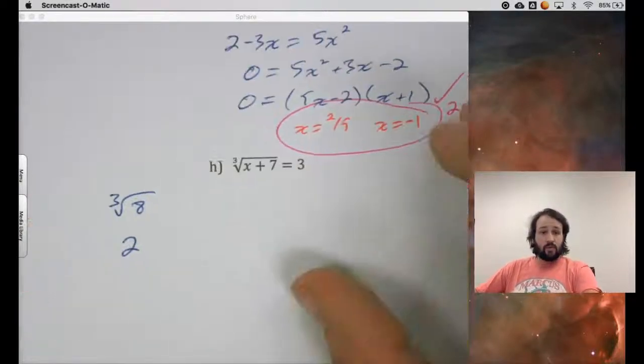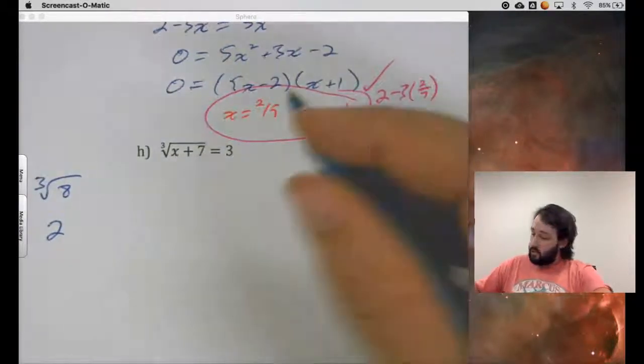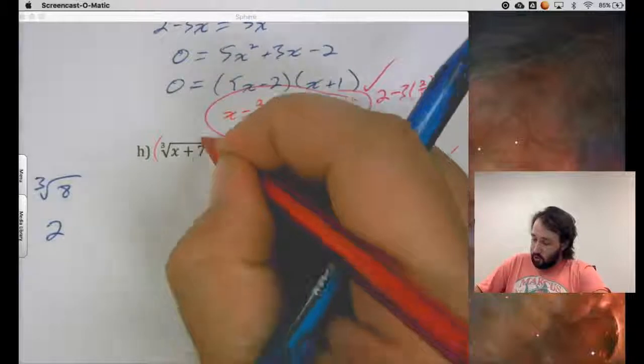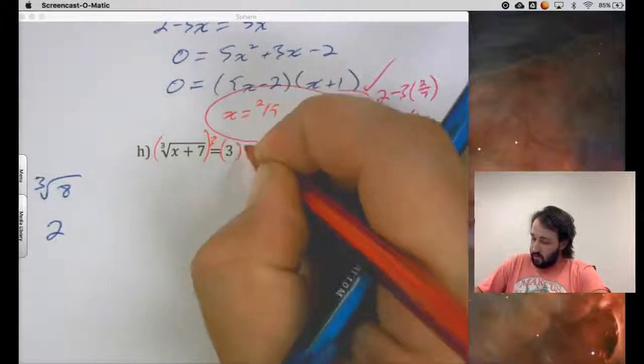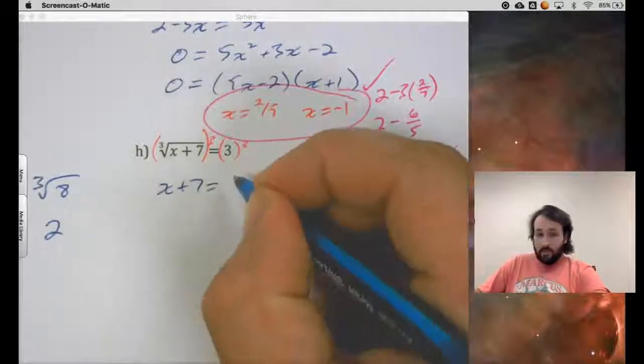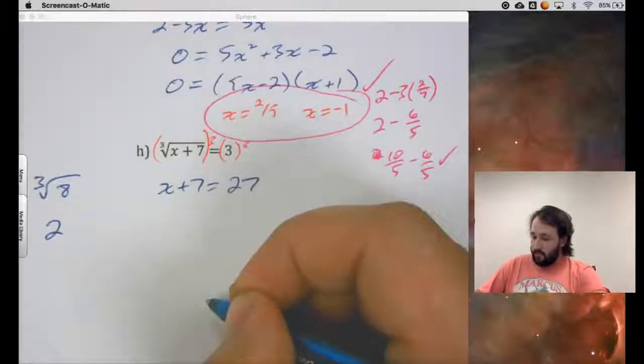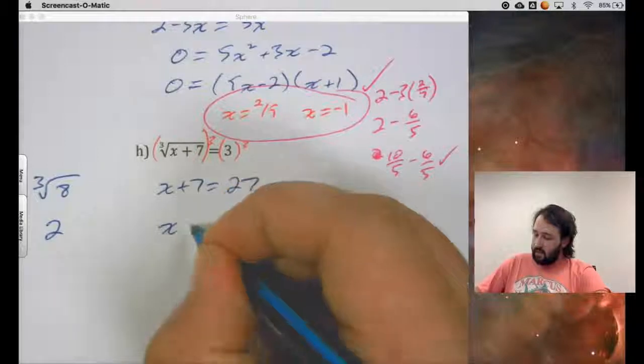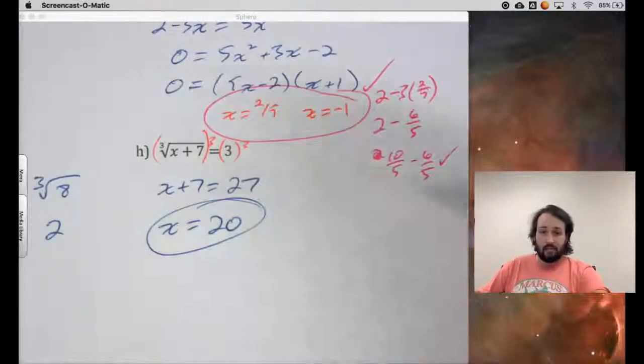All right, so just like a square root, to get rid of the cube root, what we're going to do to both sides is cube both sides. So to the third power. So it gives me x plus 7 equals 3 to the third, which is 27. Subtract 7 from the other side, x equals 20. That's it.